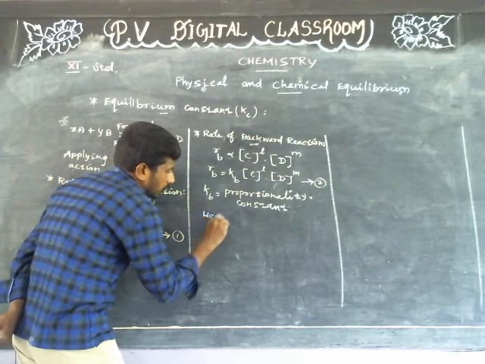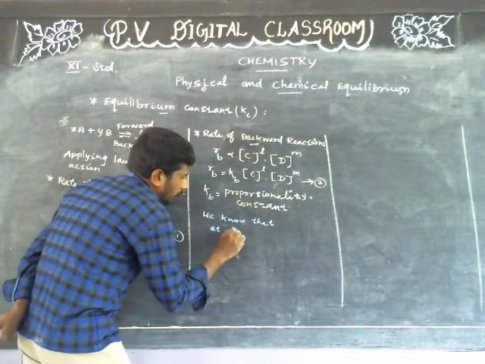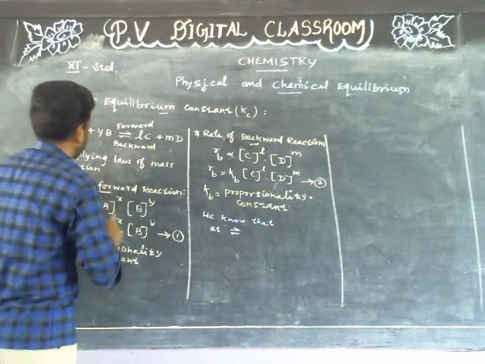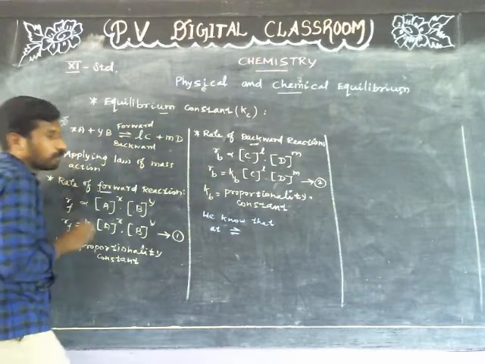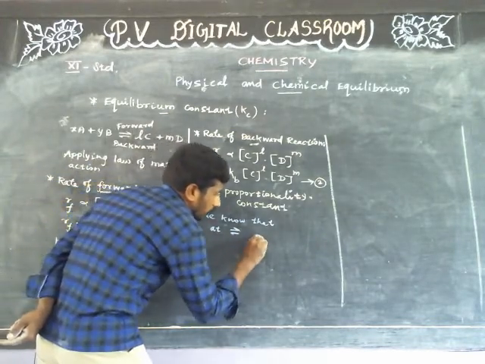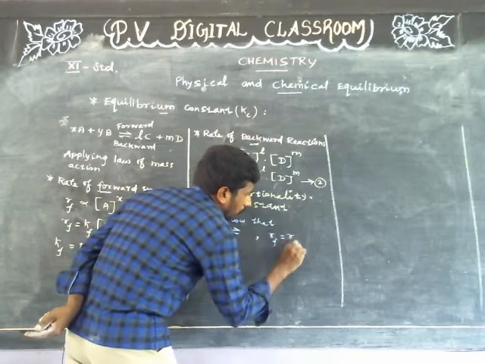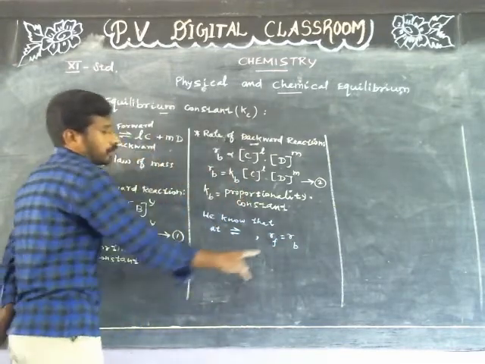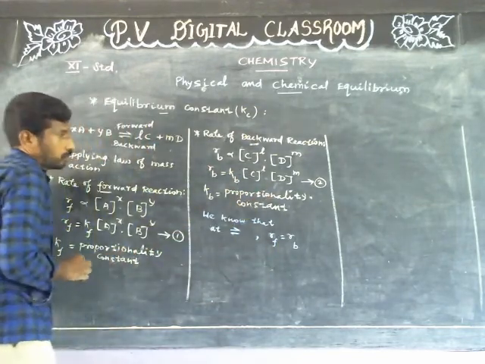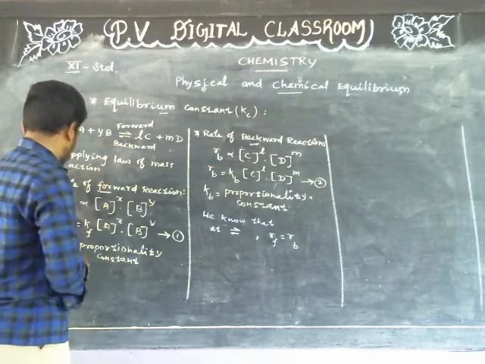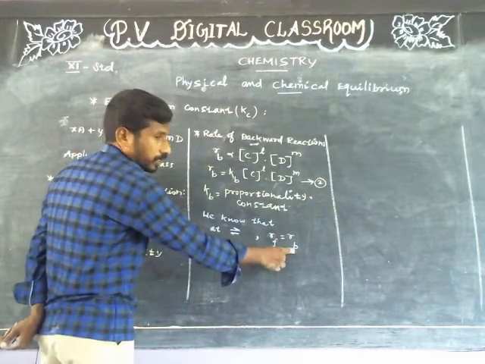We know that at equilibrium, the rate of the forward reaction is equal to the rate of the backward reaction. That is, Rf is equal to Rb. Applying this concept in equation number 1 and 2, when the rate of the forward reaction is equal to the rate of the backward reaction.